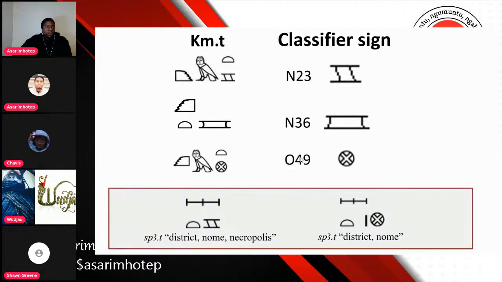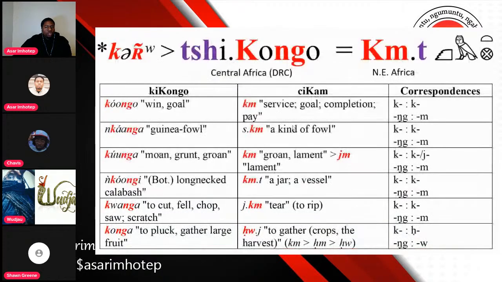So we do what we always did: you look for the homographs in the language, and then you look for the correspondences in your target language. And so we can go through each one, line for line. You have this word Kongo, win or goal. You have Kim, which is a word for service, goal, of course, completion, and also to pay. You have Nkanga, a guinea fowl. You have Sakim, a kind of fowl.